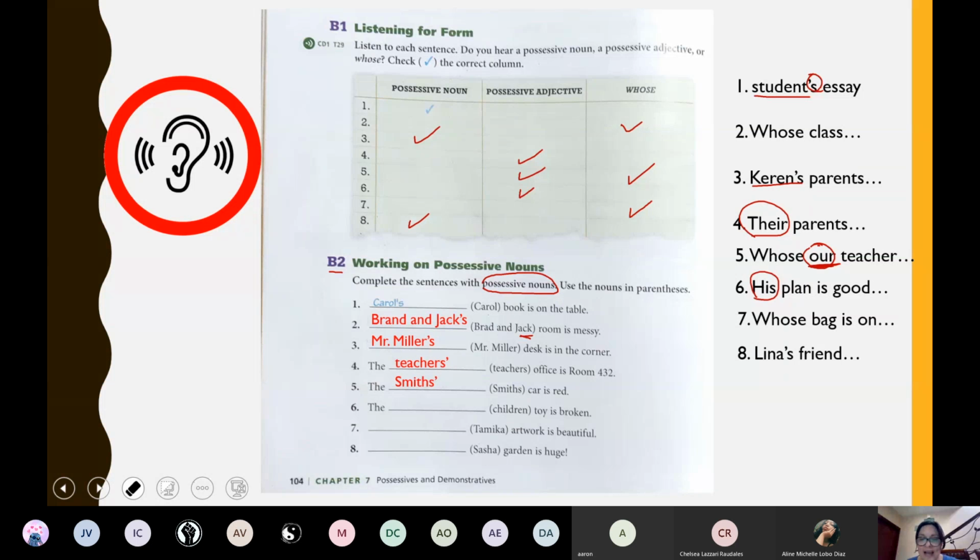Number six, the children toy is broken. Children, tell me. Children with apostrophe S. Excellent. Children with apostrophe S, because we are talking about a plural noun that does not end with S. So we add apostrophe S. Excellent.